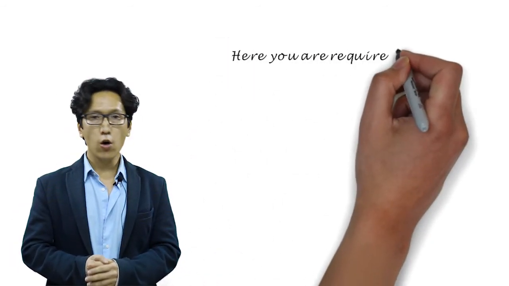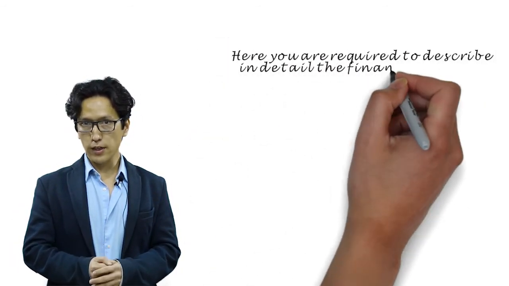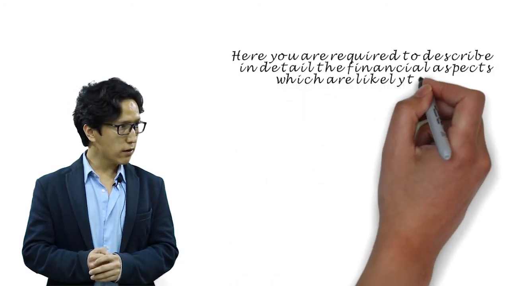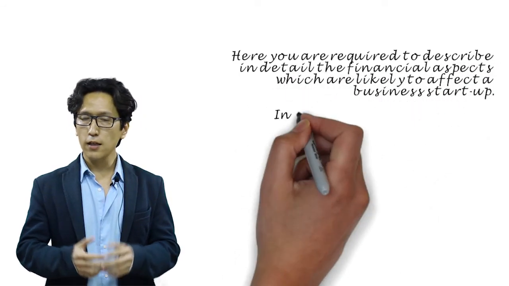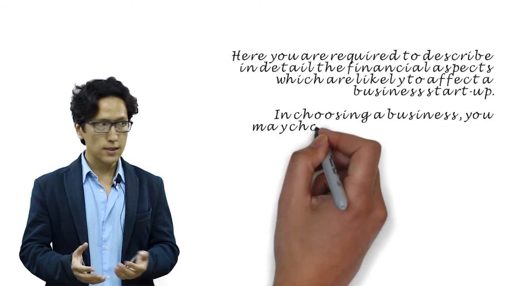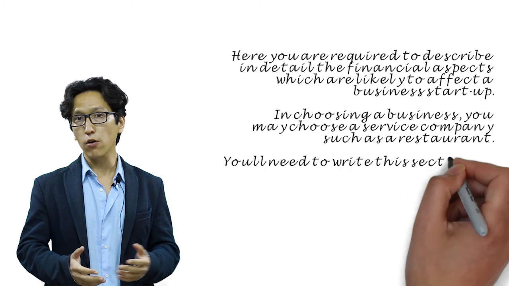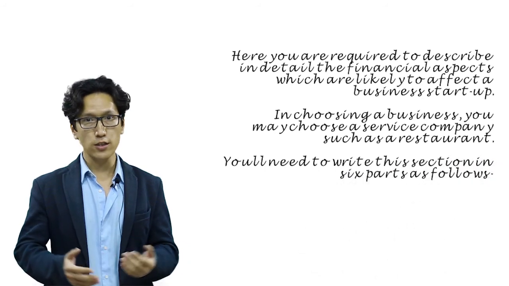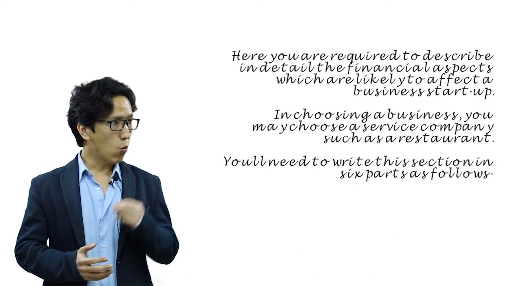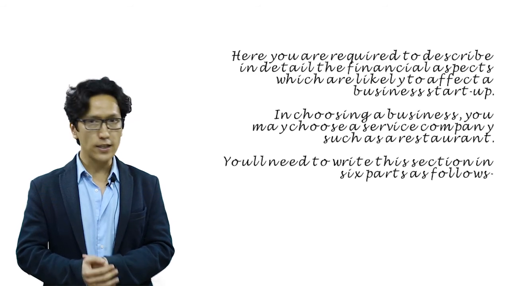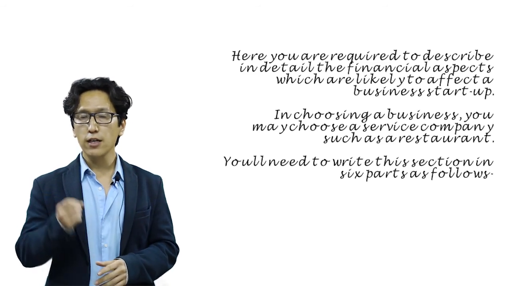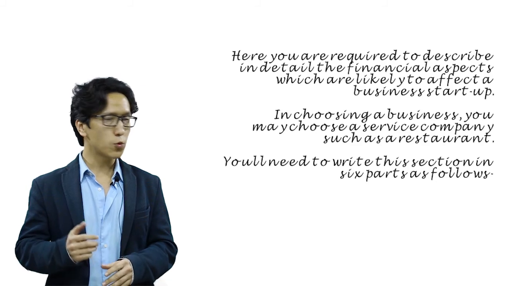So starting off with assessment criteria P4. Now here you're required to describe the financial aspect of a business, and in choosing a business you may want to focus on a service company such as a restaurant. While you're required to do this, bear in mind that you have to have 6 things in mind. So we'll start with part 1.